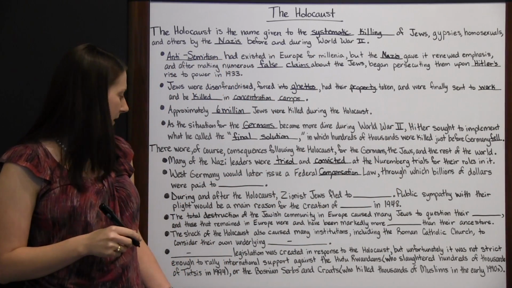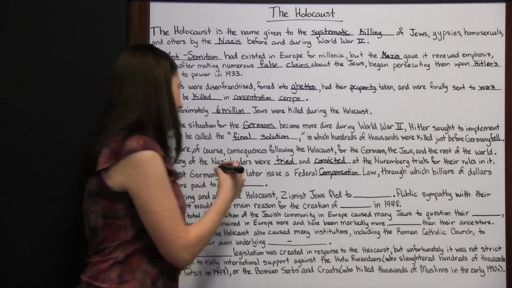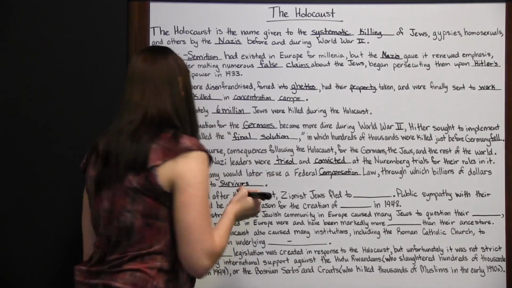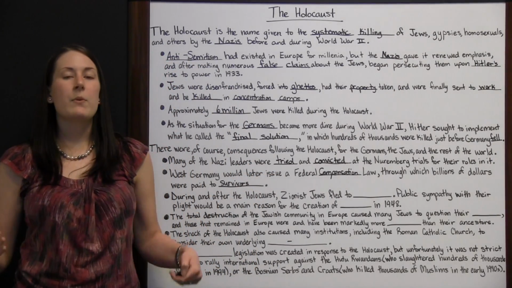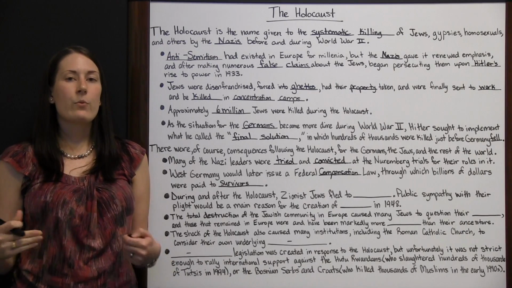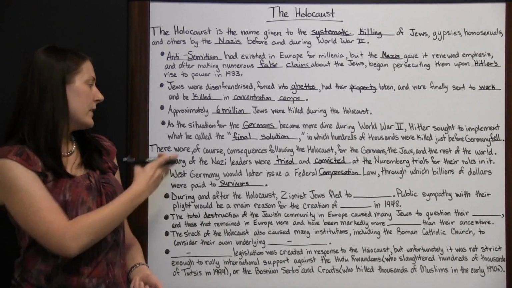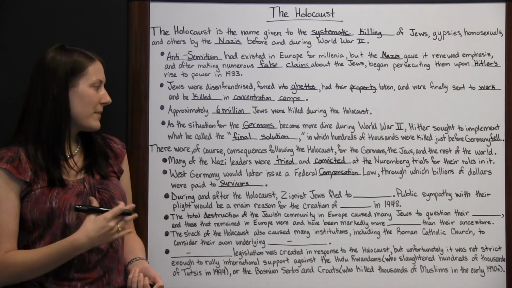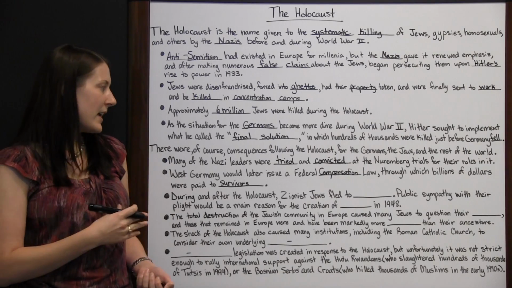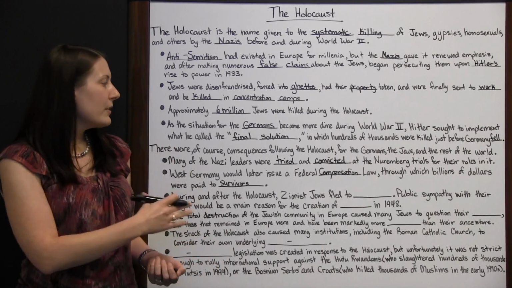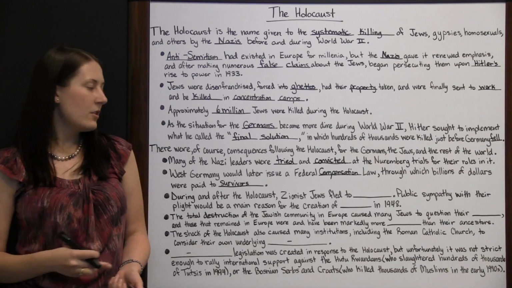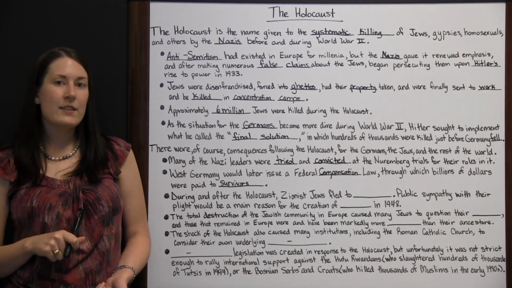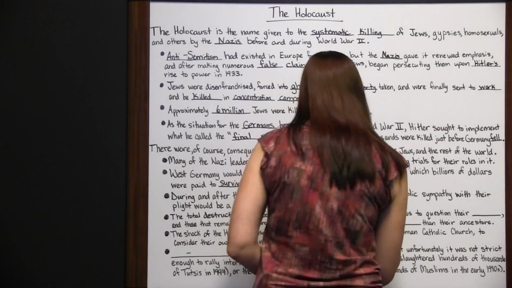which gave billions of dollars to survivors. So surviving Jews who had made it out of Germany or out of Europe, who had hid away long enough for the war to end and for the Nazi leaders to be dealt with so that they could come out and be free. These survivors were paid altogether billions of dollars through the federal compensation law in West Germany. During and after the Holocaust, Zionist Jews fled to Palestine.